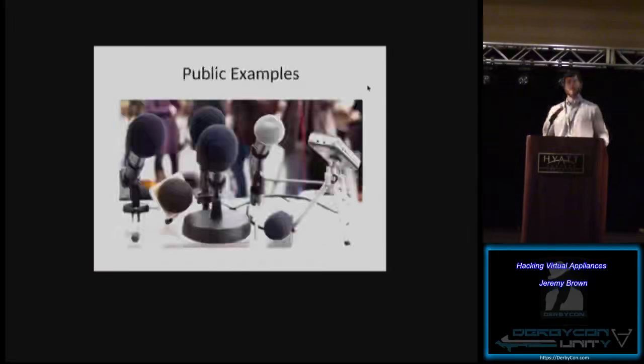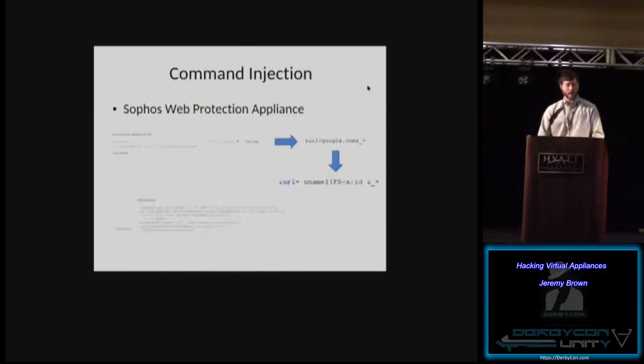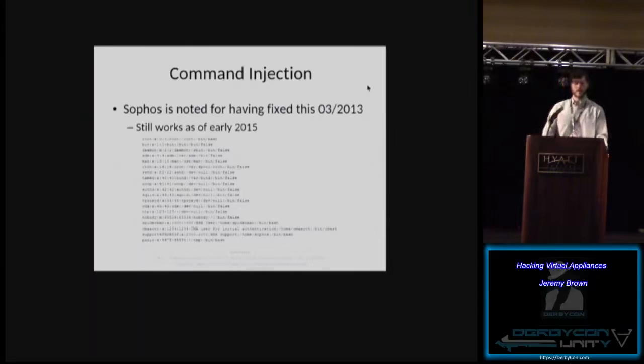So, public examples. These are some of the things that I saw that are already public that I just thought would try to get you in the mode of bugs for these devices. In the Sophos web protection appliance, a command injection vulnerability was found a couple years ago, where on the interface you can insert commands in the URL parameter. This was supposedly fixed in 2013, and tested earlier this year.